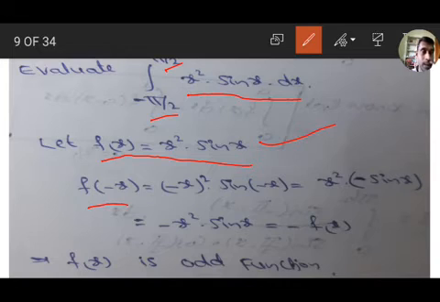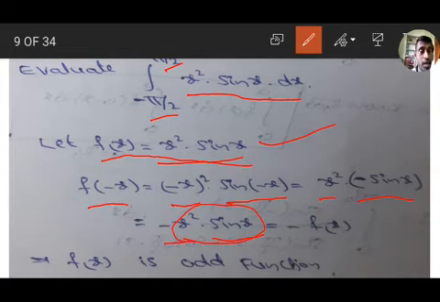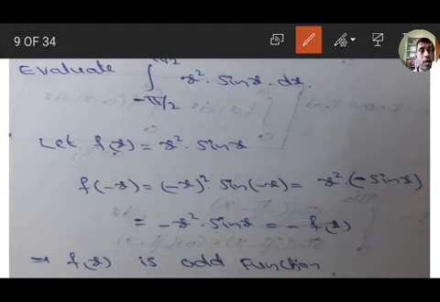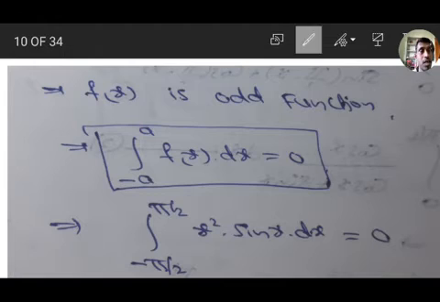f of minus x: in the place of x substitute minus x, so (minus x) whole square into sine of minus x. Sine of minus theta is minus sin theta, so (minus x) whole square into x square into minus sin x, that is minus x square into sin x. And x square into sin x is f of x, so minus f of x. Therefore f of minus x equals minus f of x, so the function f of x is an odd function.